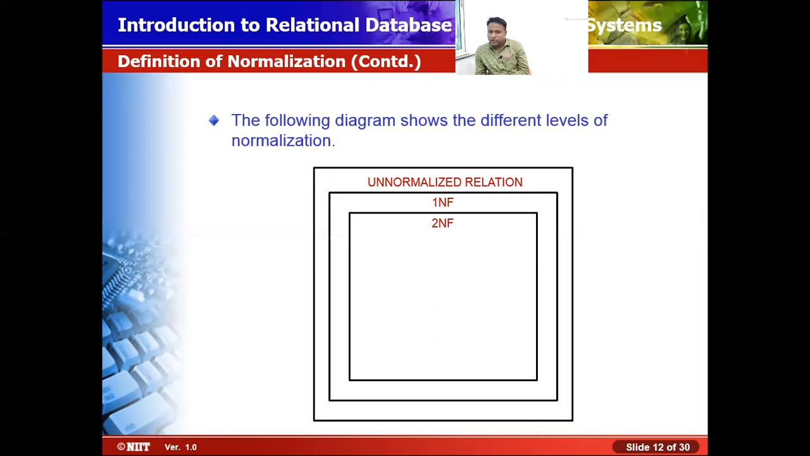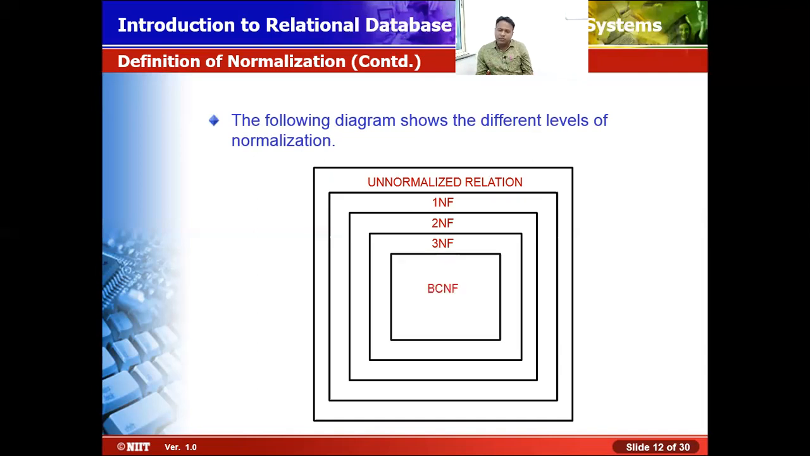A table is said to be in third NF when the rule for the first NF is applied, when the rule for the second NF is applied, and when the rule of third NF is applied. Then the table is said to be in BCNF when first NF rules are applied, second NF rules are applied, third NF rules are applied, then it is converted to BCNF. Okay.